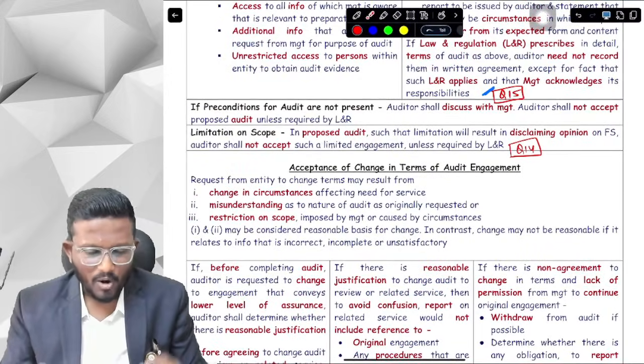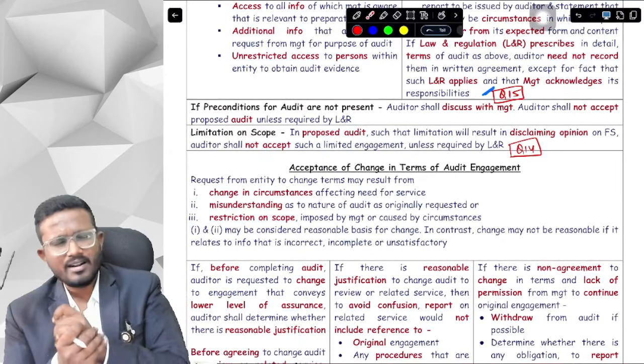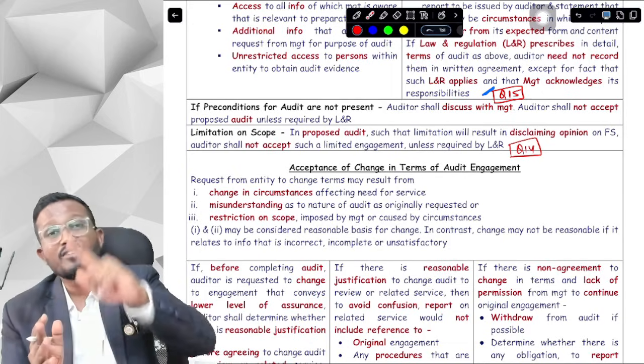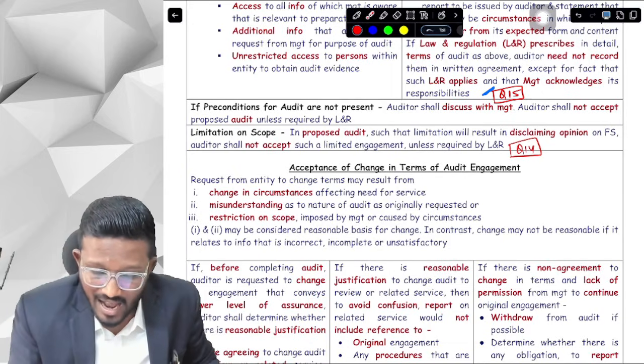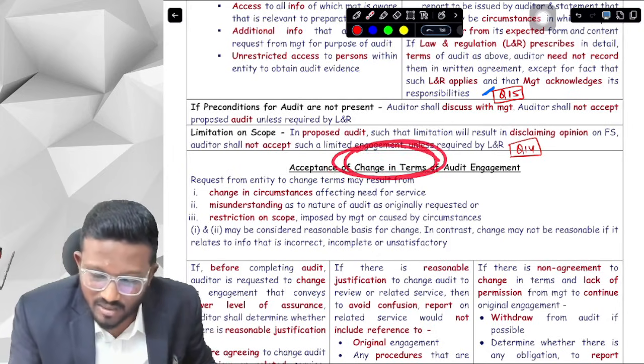Now let's talk about the case where we have already discussed the terms of engagement with the management, and it has agreed, and we have started the audit. We have accepted the audit. We have started the audit. Now, after accepting the audit, management has requested a change in the terms of the audit engagement.